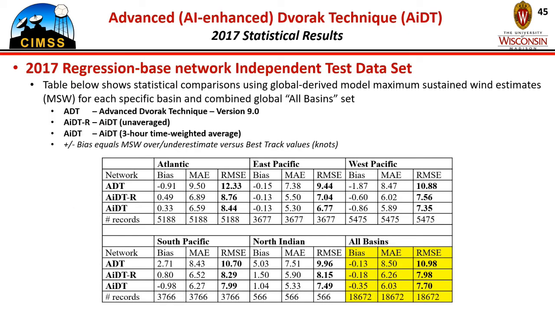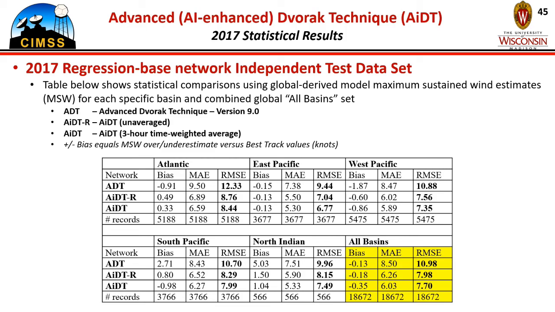The table here contains the error analysis of the AIDT model using the 2017 independent test data set. The model was applied to the 5 individual ocean basins as well as the entire combined global data set, which is shown in the yellow in the bottom right corner. AIDT-R is the unaveraged data set, while AIDT is using the 3-hour time-weighted average.